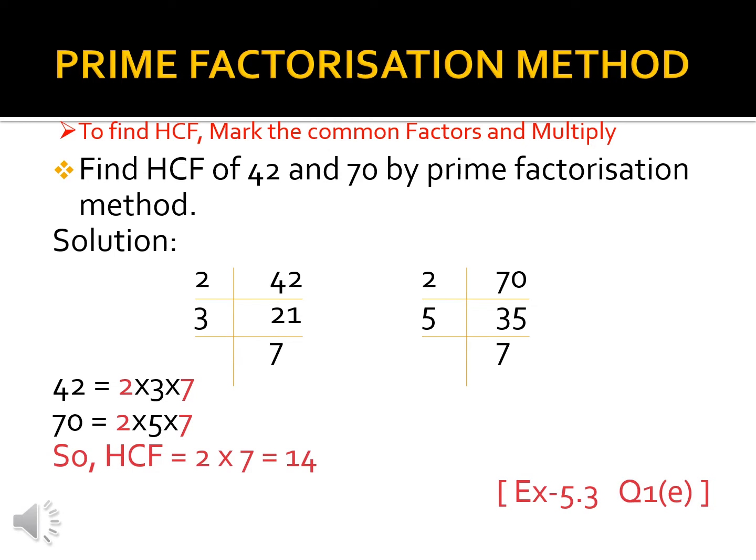One more thing that you will have to be careful about here is that 2 is a common factor, so we are not taking it 2 times. We are neither taking 7 two times nor 2 two times. Why? Because out of the pair of common factors, we take one number. So 2 is the common factor in both and 7 is the common factor in both, so we write it only once.